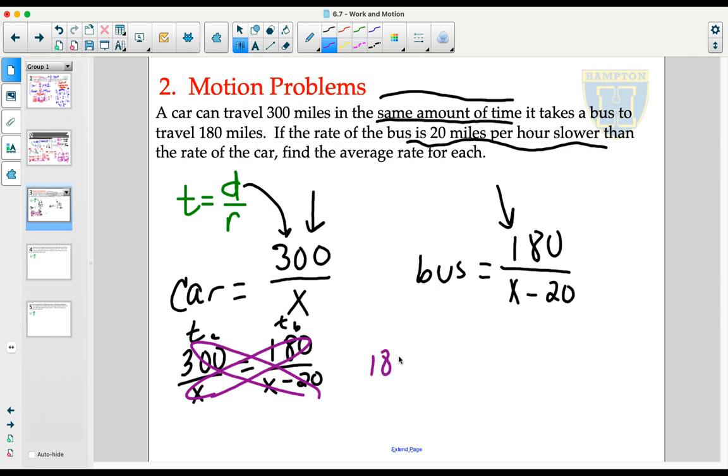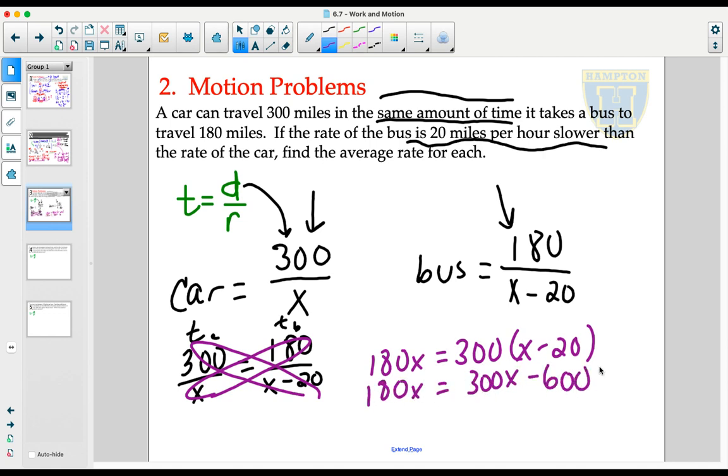And we get 180x is equal to 300 times x minus 20. Distributing the right-hand side. Putting the x's all on the left. Don't be alarmed by the fact that we have a negative coefficient that's offset by the negative 6,000. Dividing by negative 120, and we get that x is equal to 50.